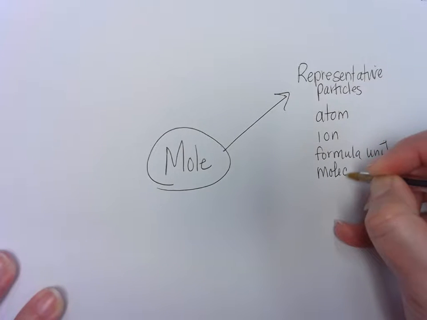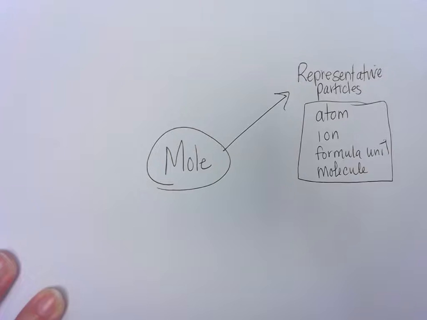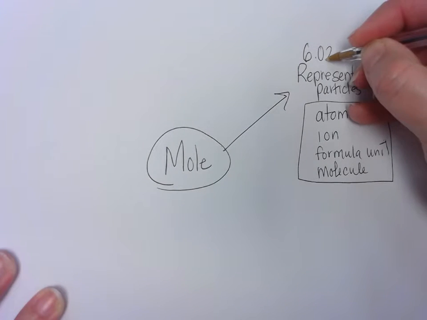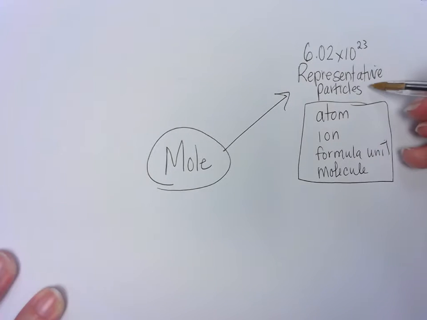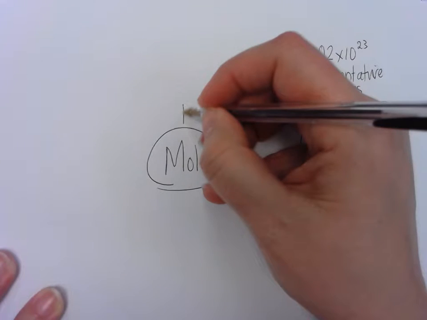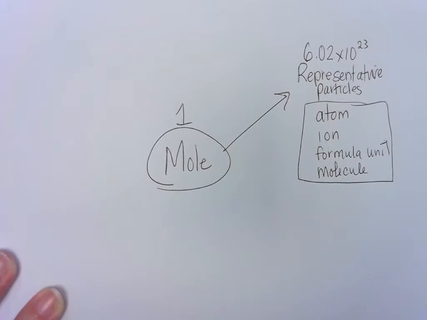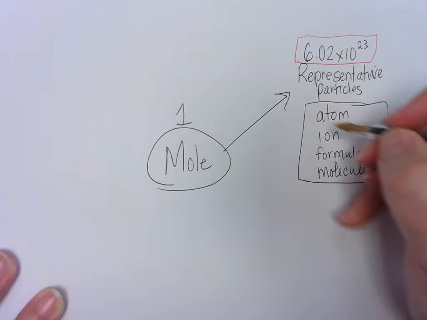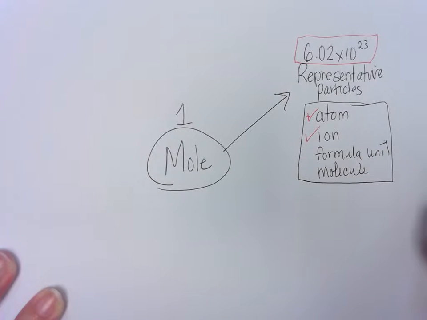Now, the number that these can be equal is Avogadro's number. So 6.02 times 10 to the 23rd representative particles equals 1 mole. So 1 mole is equal to 6.02 times 10 to the 23rd atoms. It could be 6.02 times 10 to the 23rd ions, 6.02 times 10 to the 23rd formula units, or 6.02 times 10 to the 23rd molecules.